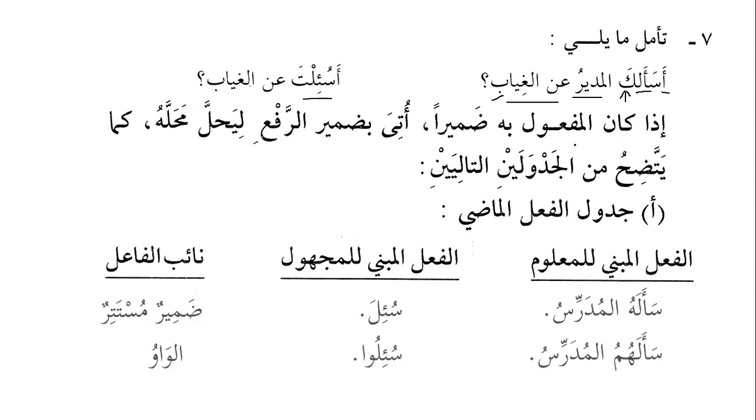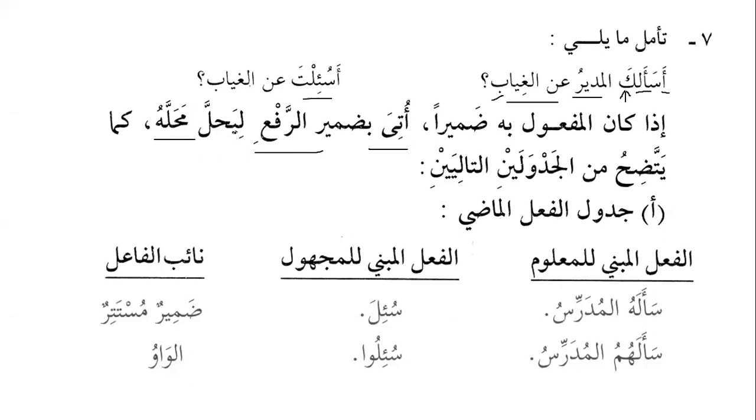And here we have the same information. إذا كان المفعول به ضميرا, if مفعول به is a pronoun, utiya bi damir al-raf'i. Okay, ata means to come, right? Ata bi means to bring. Utiya bi means it is brought. So utiya bi damir raf'i, then the pronoun of the status of rafa' is brought, liyahilla, to take mahallahu, its place.